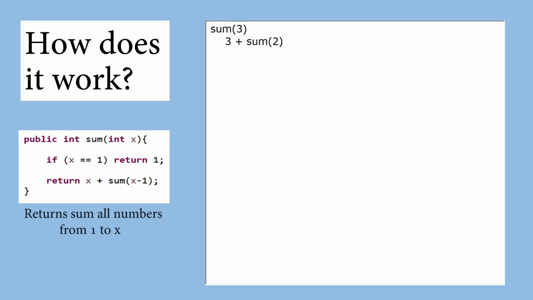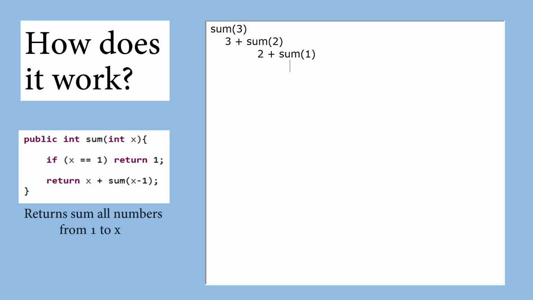And sum of 2 is going to be simpler because it's going to be closer to our base case. And you'll see what our base case is soon. Sum of 2. Well, let's go over here and just check. X is going to be equal to 2. Is x equal to 1? No, it's equal to 2. So we go to this statement and return x plus sum of x minus 1. So for sum of 2, that's going to be equal to 2 plus sum of 1.